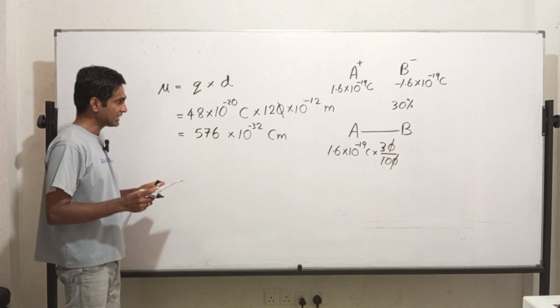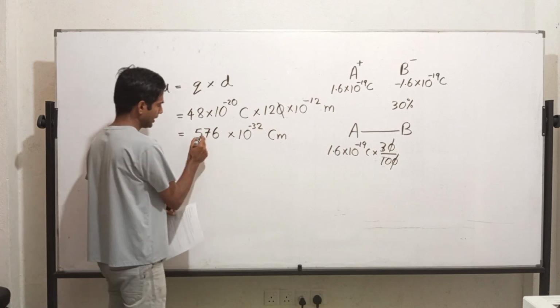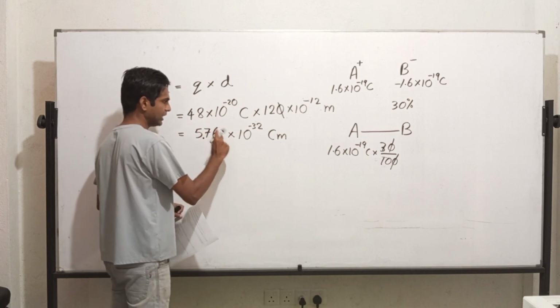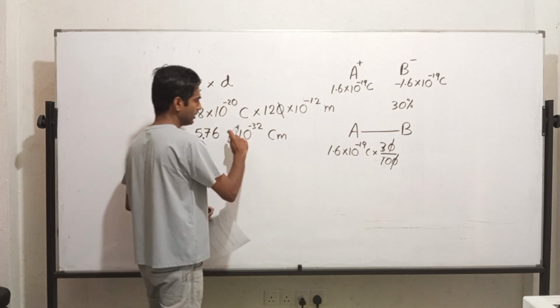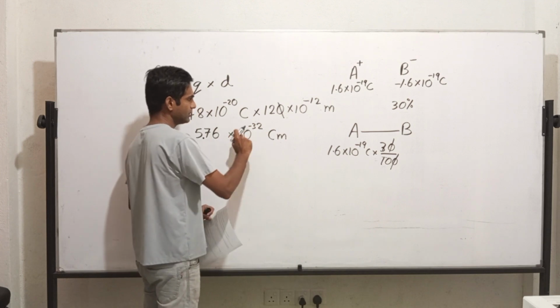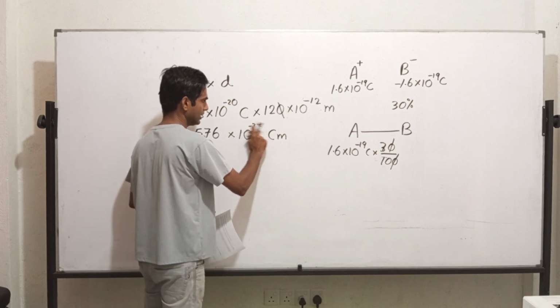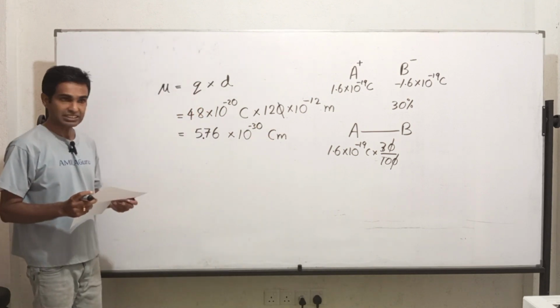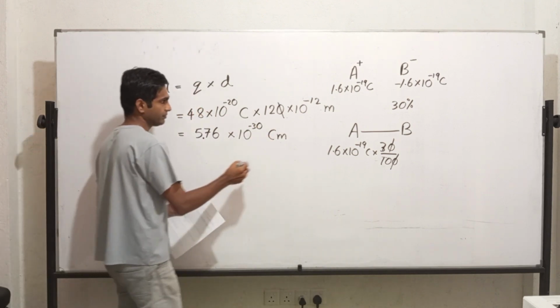When we check the answers, we can write 576 as 5.76 times 10 to the power 2. That 10 to the power 2 times 10 to the power minus 32. It is 10 to the power minus 30. Then the correct answer is second one.